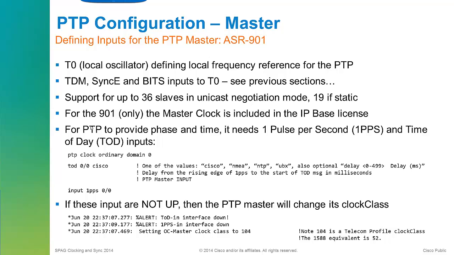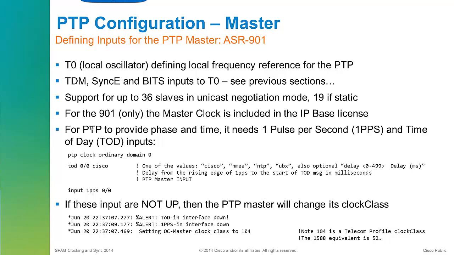For the other platforms, a boundary clock and a master clock are both, if you like, lumped together, and there's a timing license to support boundary and master clock. So slave is included in the IP license, but master and boundary isn't. The 901 master is also included in the base license. The 901, being a more modest platform, supports 36 slaves in unicast negotiation mode, which is more efficient for this platform. 19 if they're statically defined. So unicast negotiation is normally the way you want to go, where the slave negotiates with the master.